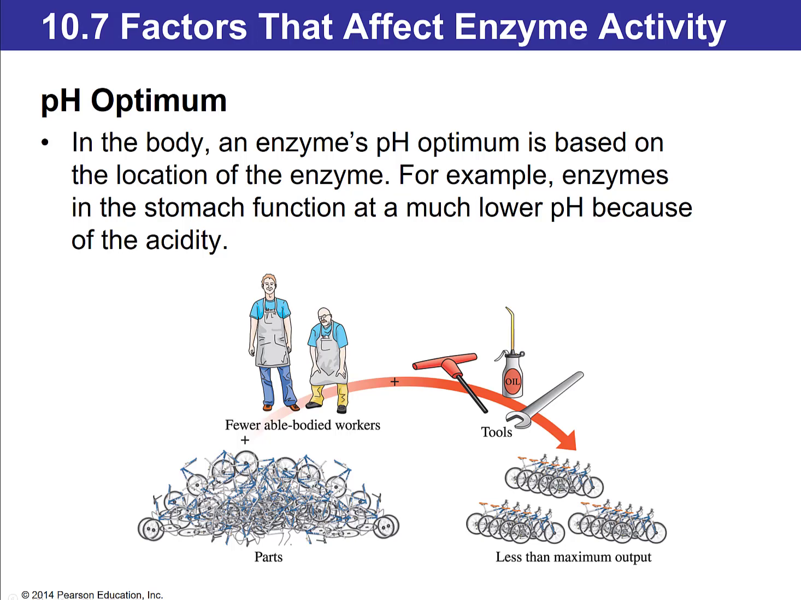So they show the guys, one guy didn't show up, one guy looks kind of rough. Okay, so are you going to make as many bicycles? Are you going to be able to do as much? No. And this is because, in this case, the example shows what happens if you have less than the optimal pH or conditions for the enzyme.